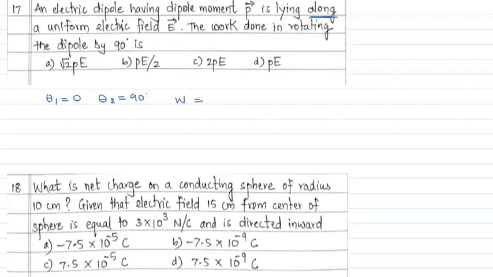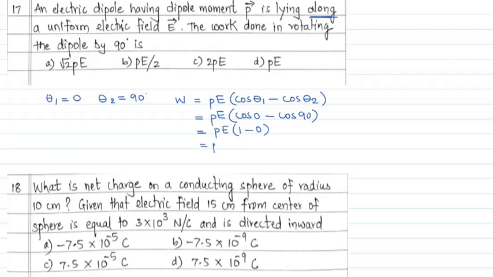So work done is given by P into E into cos theta 1 minus cos theta 2. Now substitute. So we'll have PE into cos 0 minus cos 90. Cos 0 is 1, cos 90 is 0. So PE into 1 minus 0. So we'll have P into E as the work done. So option D is the answer.